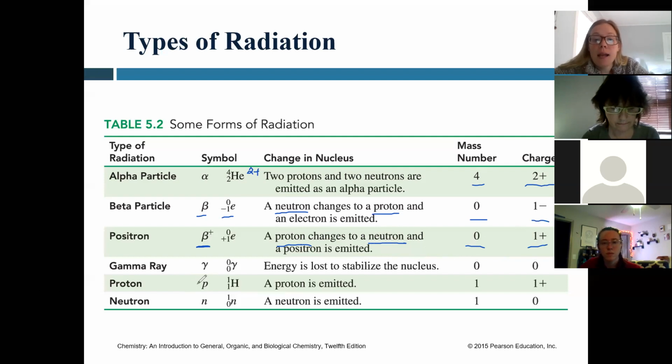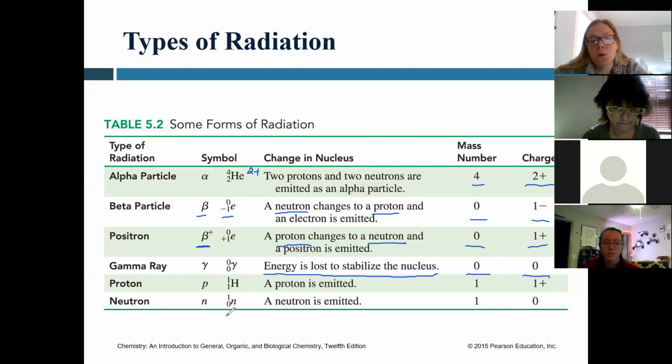Then we have our gamma ray, which is when we are emitting pretty much pure energy. So we've got our symbol, our little curvy Y, and it's a 0, 0. So it doesn't have any mass and it doesn't have any charge, which sounds super out there, right? Is it anything? Yes, it is actually something. It's pure energy. It's a very, very high energy ray. So energy is lost to help stabilize the nucleus.